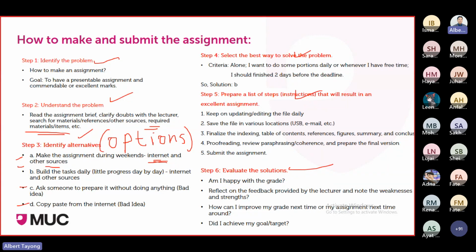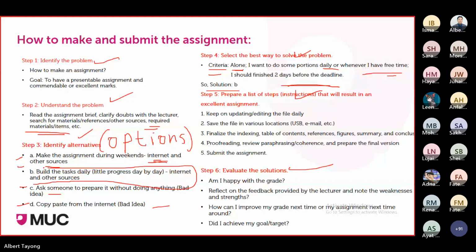And this happens in reality, actually. So you have to avoid the last 2. These are bad ideas. And you have to write your criteria now and mention your solution. So you want to do it alone, and you want to do it every day whenever you have free time, and finish 2 days before the deadline. So you're going to say B.